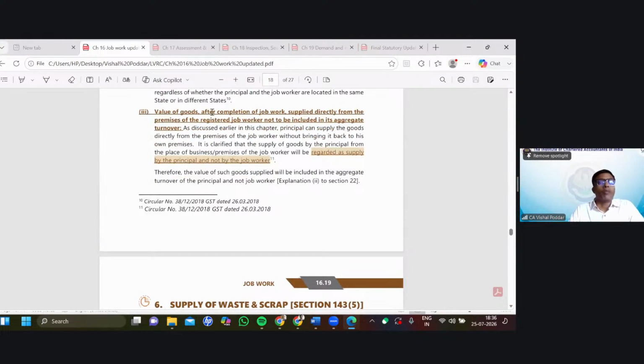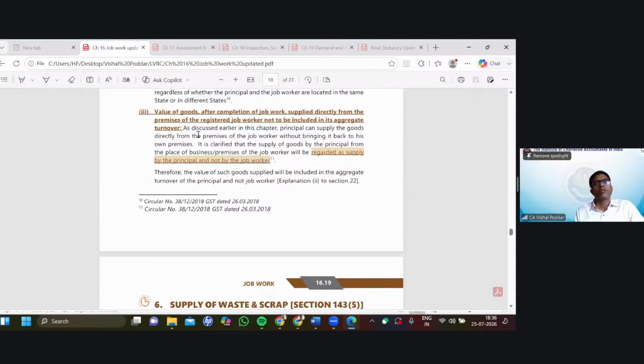Now, value of goods after completion of job work supplied directly from premises of registered job worker is not to be included in the aggregate turnover. Now, this is obvious, where from the job worker's premises, principal is asking the job worker to send goods directly to the customer.